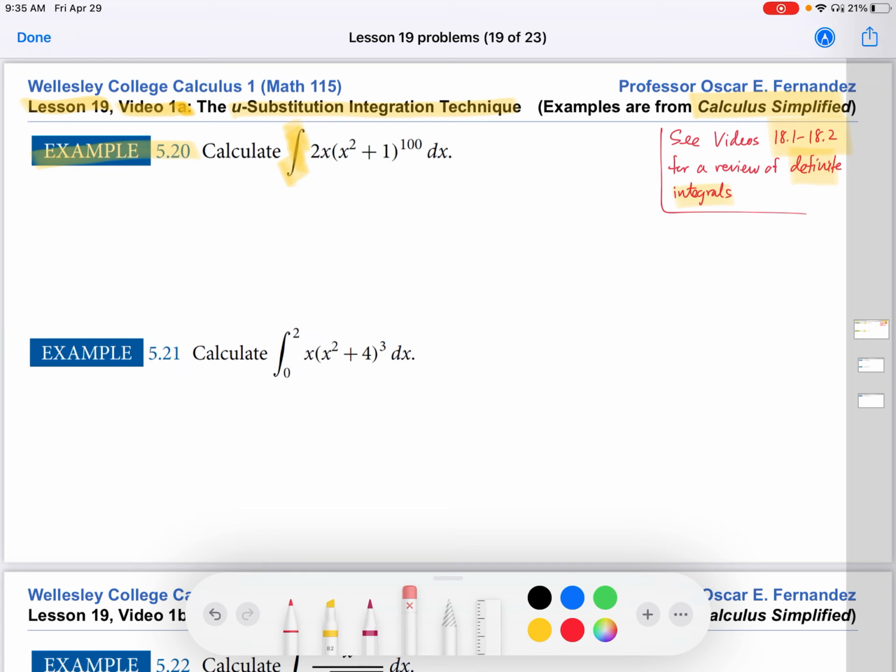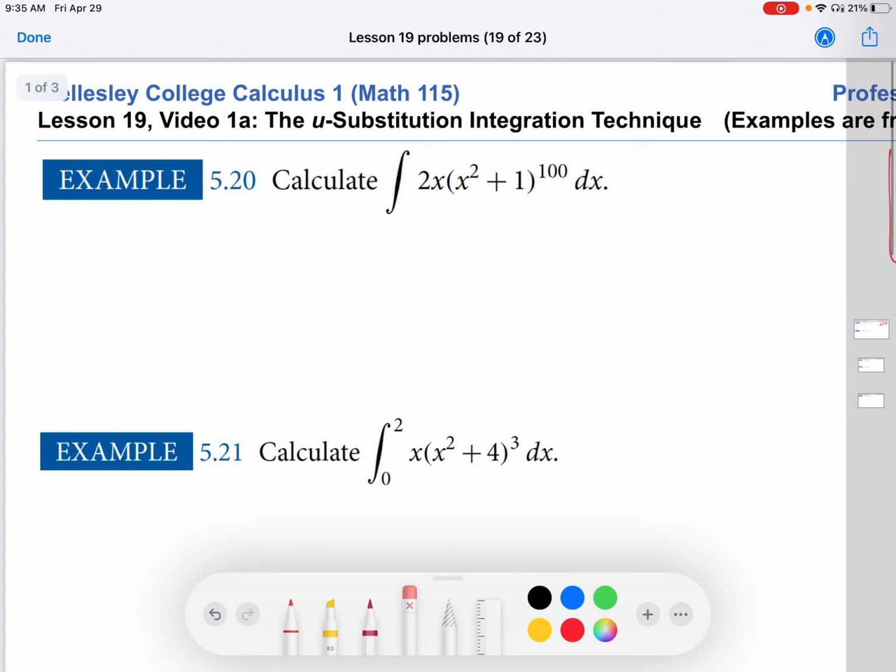So let's get started then and take a look at the first example over here. This one says calculate this indefinite integral. Okay, so because this is a video about the use substitution technique, we know that we're going to use substitution. I'll talk later on at the end of the video how you might know to try that for this integral if you weren't given information that this is where we're heading for this example. But for now, we're going to use substitution.